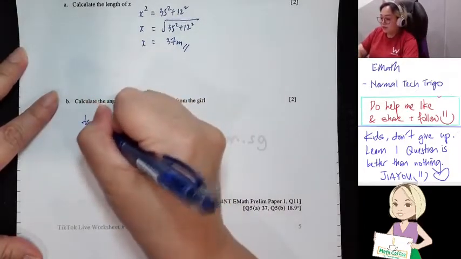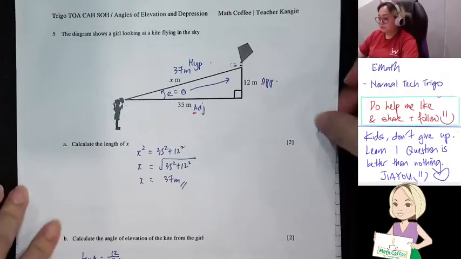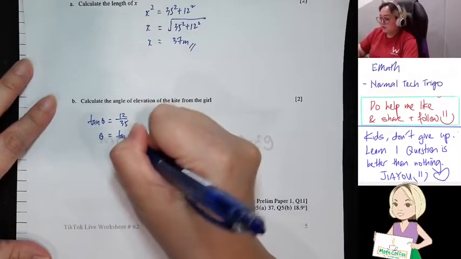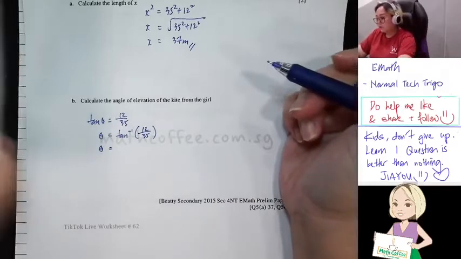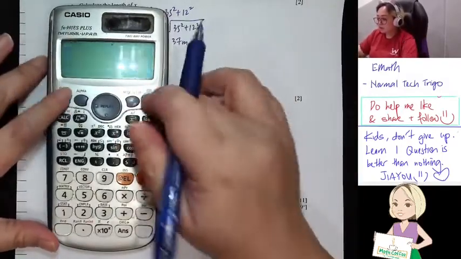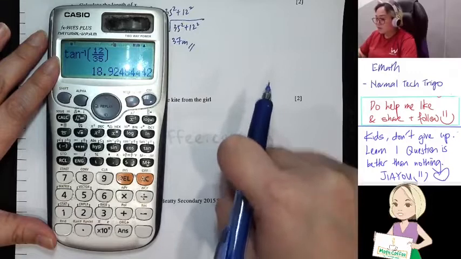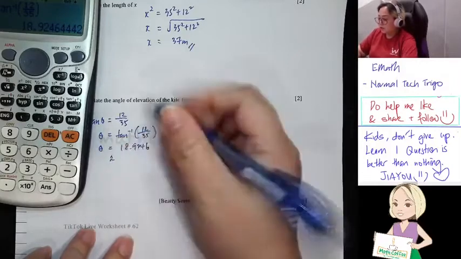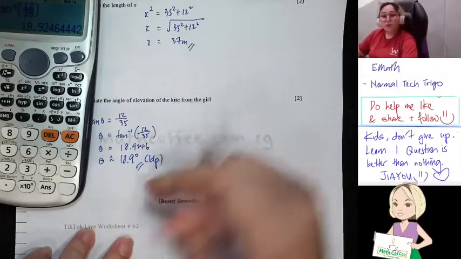So we will say tangent theta is equals to 12 over 35. Tangent theta is equals to opposite over adjacent, which is 12 over 35. After that, you will say theta will be tangent inverse 12 over 35. So we will have tangent inverse, shift tangent inverse, 12 over 35. So we will have 18.9246. Round it off to 1 dp, 18.9 degree. So this is the answer for this question.